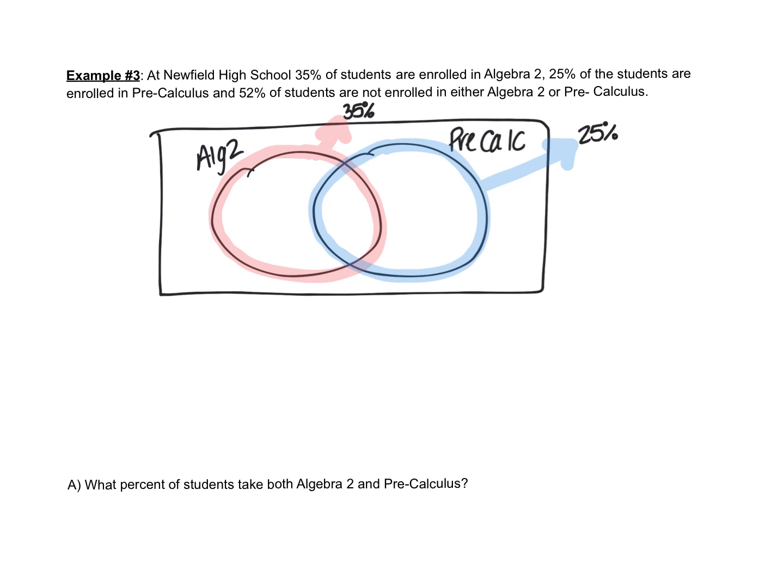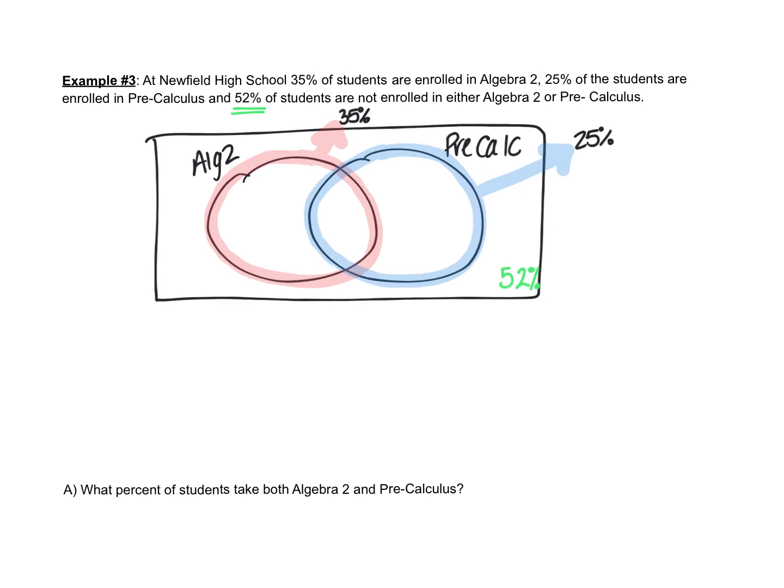And then it also tells us that 52% of the students are not enrolled in either class. So we can put this in as a decimal, 0.52, or we can just put it in as a percent. Either way, it doesn't matter to me. So let's just go with percent. So problem being is that this is 35% in this circle, this is 25% in this whole circle, and this is 52% out here. So I'm not given any of the information like I did in the last problem so that I could subtract and find out these pieces. So we have to think a little bit bigger.